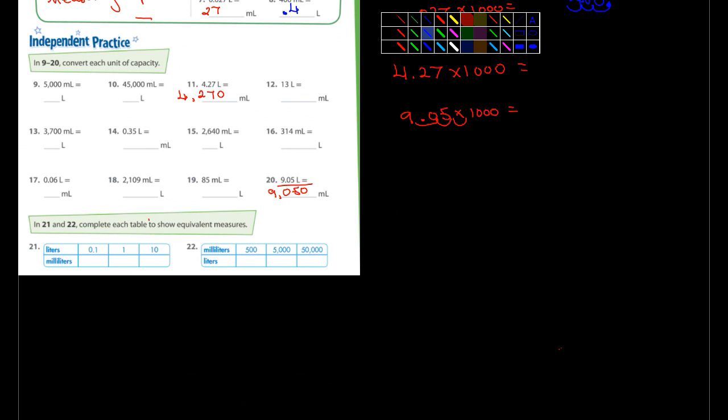I'll do one more here. How about number 15? Number 15, we have 2,640 milliliters. We want to know how many liters that is. We divide it by 1,000, okay, equals. Where's the decimal in this number? It's right here. Move it 3 places. 1, 2, 3. So it becomes what? 2.64 liters. So I think you guys are good with that. 21, 22, you should be able to figure those out.